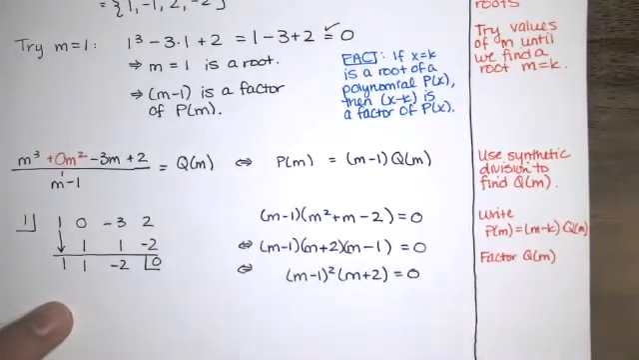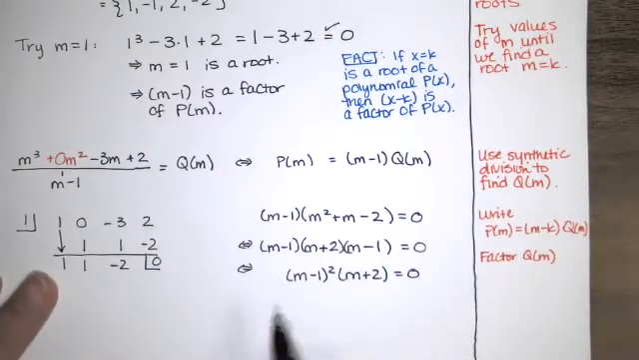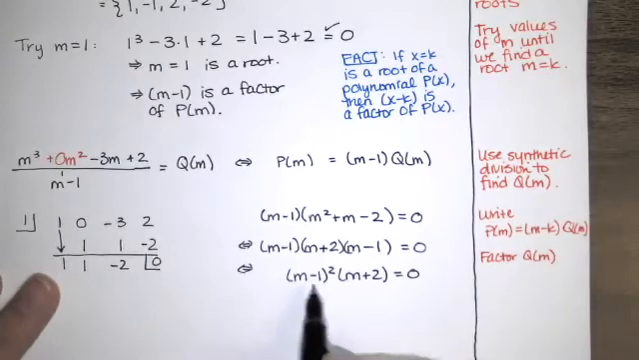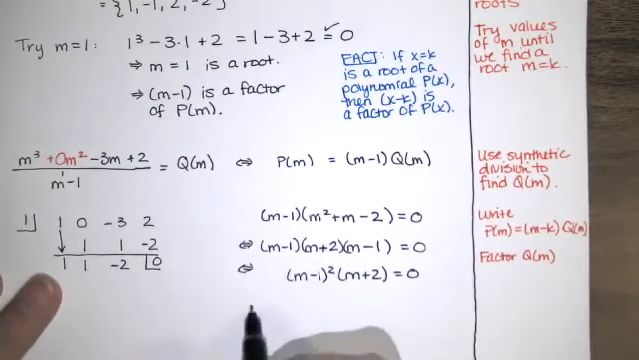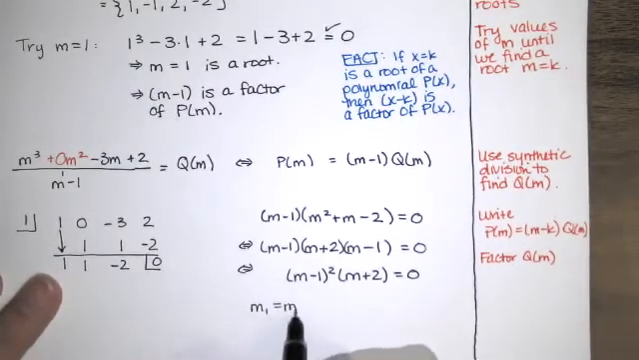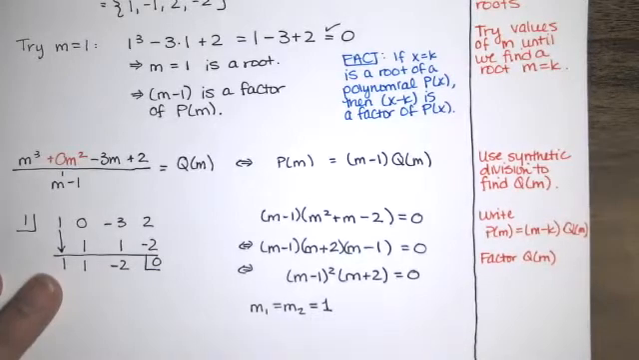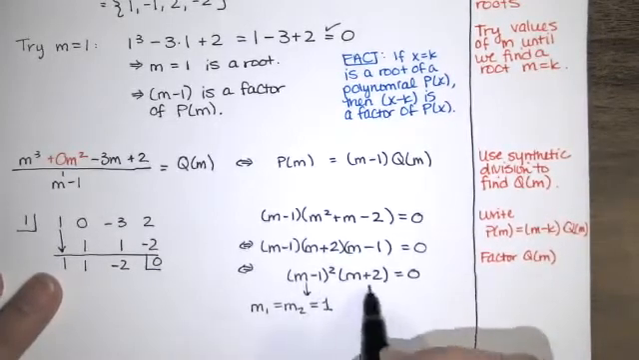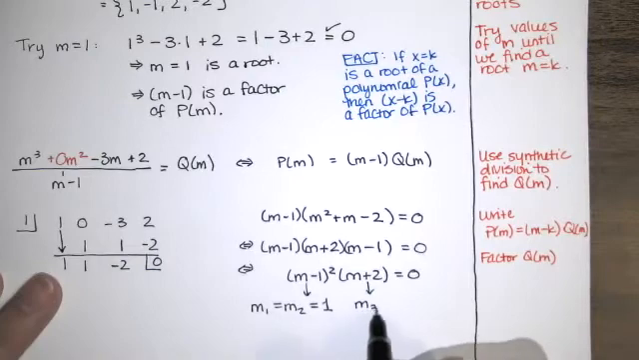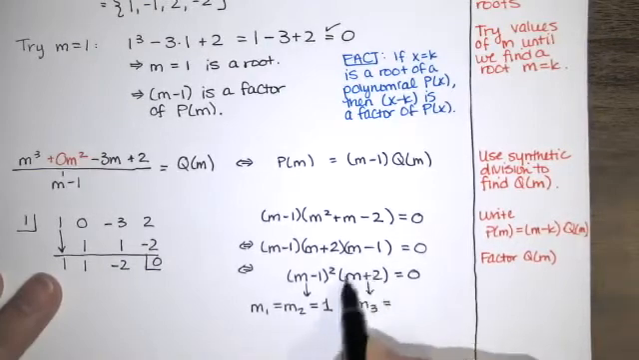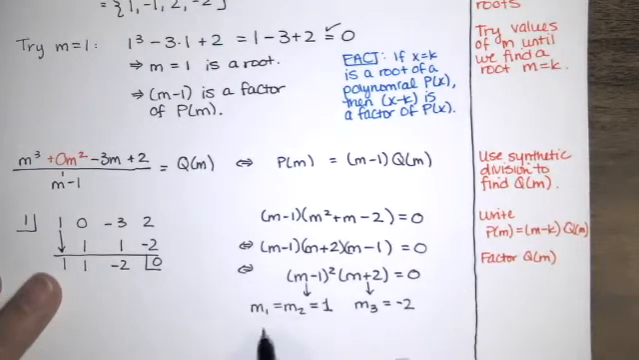Since that's squared, that means we've got a repeated root there. So the first root is m equals 1, but it's repeated. So we'll say that m1 and m2 are both equal to 1. And then we've got a third root over here, and that comes from setting this equal to 0. So m sub 3 equals -2.